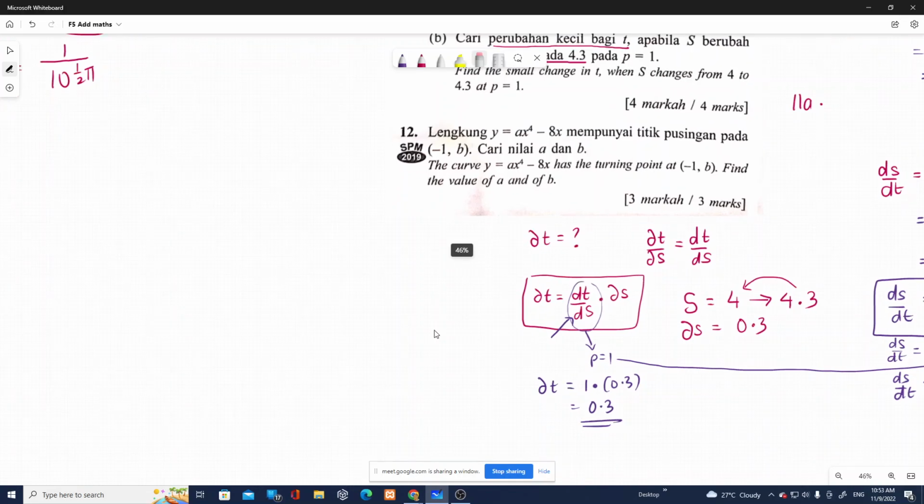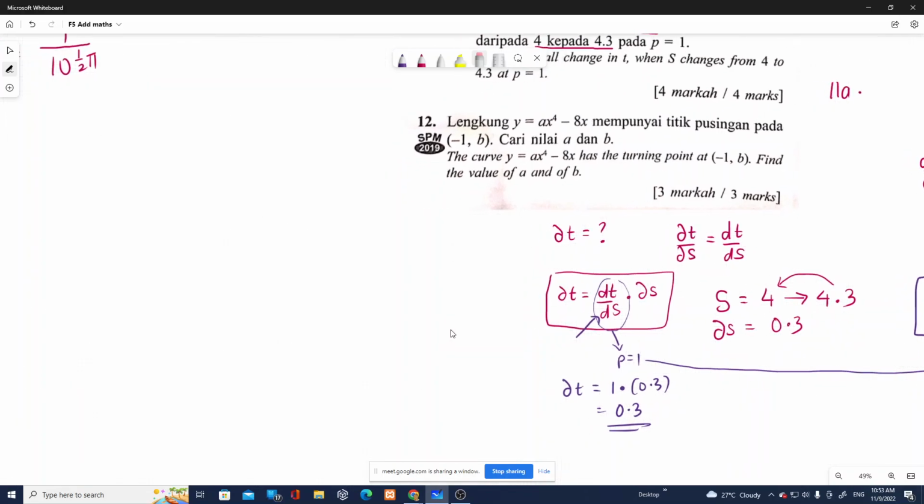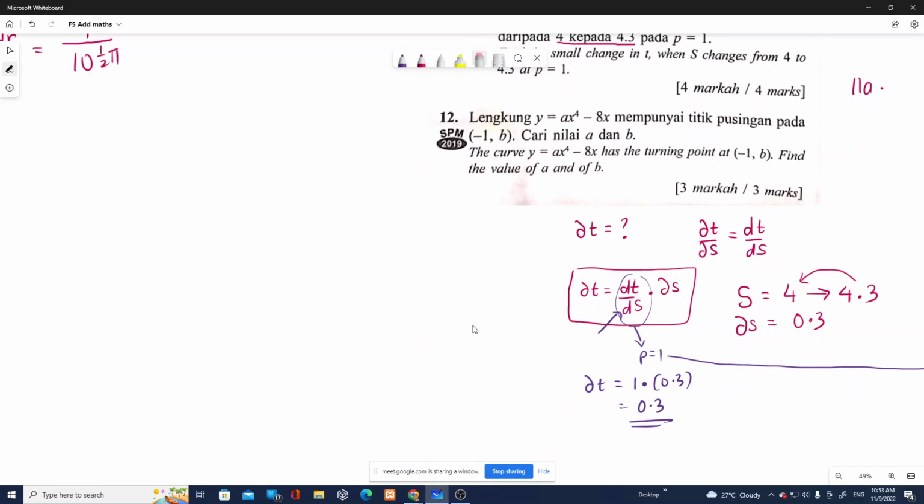Okay, kita pergi kepada soalan yang terakhir, nombor 12. Lengkung y equals to ax index 4 tolak 8x mempunyai titik pusingan pada negatif 1 dan koma b. Cari nilai a dan b. The curve has a turning point. Kamu tahu apa maksud titik pusingan tak?